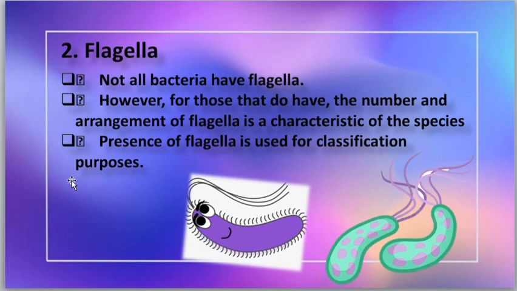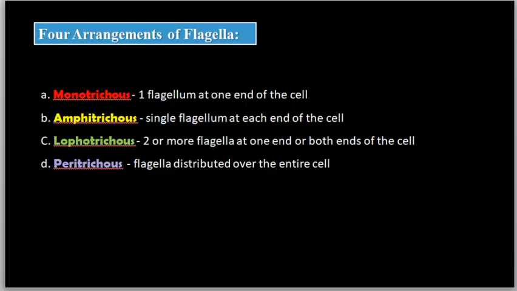So, you can use the appearance, the location, and the number of your flagella to classify what? The type of species of the bacteria. So, magagamit mo siya as palatandaan. Okay, so you have 4 types of arrangement of your flagella.